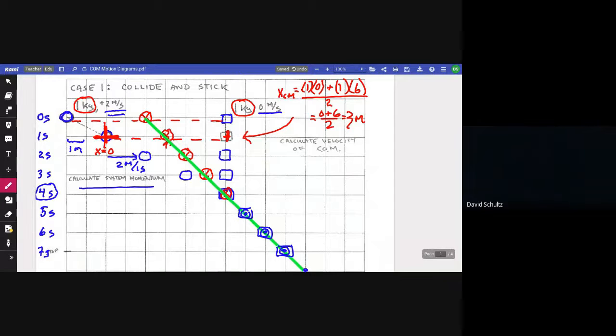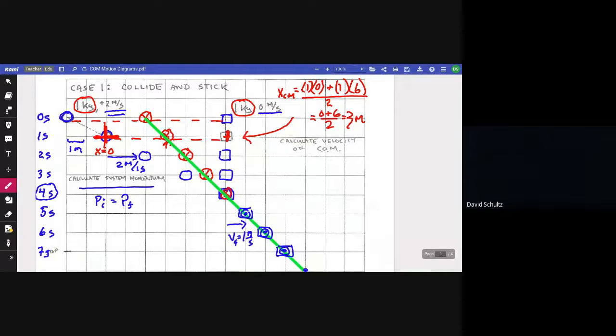We're going to calculate the system momentum here. And so we do P initial is equal to P final. And what do I have to show? I want to show that after they collide and stick, the final velocity of the two is going to be 1 meter per second, because it would have to be in order to keep up with this pattern that I've been drawing. So maybe you can see that already. If not, let's just do the math here.